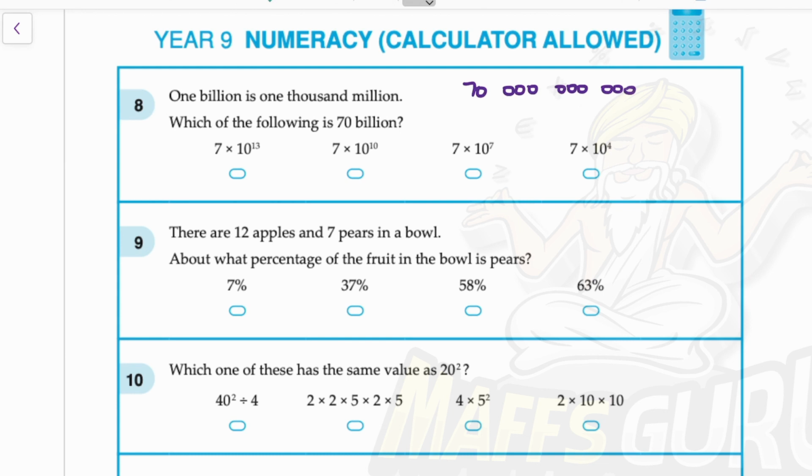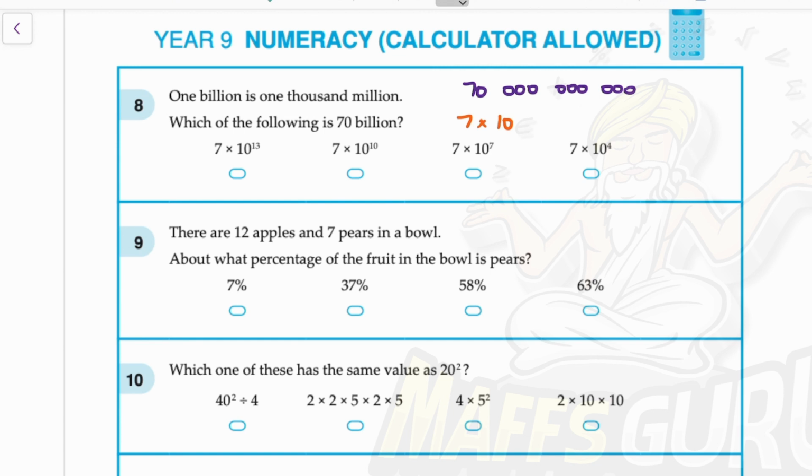Now, standard form is a way of writing numbers in a special way. And these basically are examples of standard form. Just going to rub those out so as not to confuse. Now, how do we write a number in standard form? We're trying to say 7 times 10 to the power of what number will give me that one above.